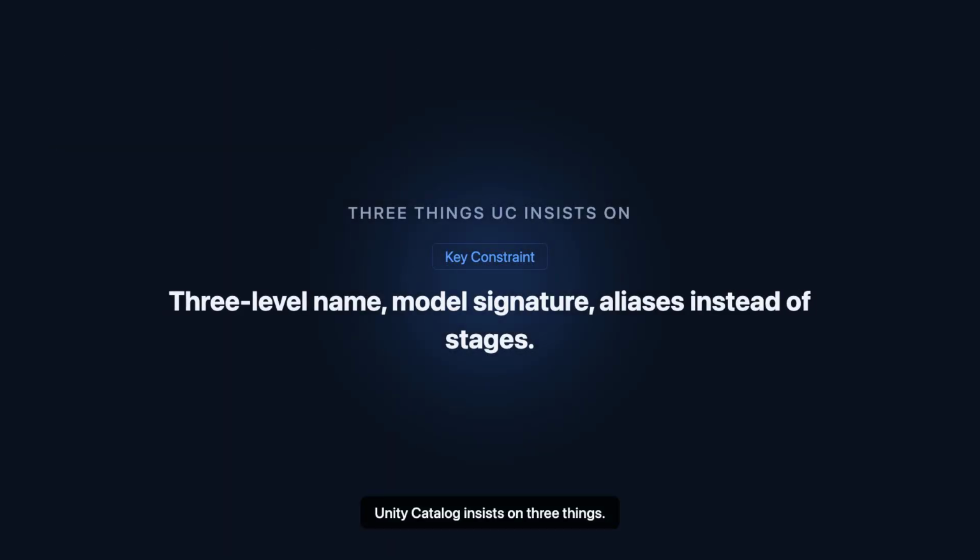Unity Catalog insists on 3 things: a 3-level name, catalog, schema, and model, a model signature on every version, and aliases instead of the old none, staging, production stages. Miss any one of those, and the snippet is wrong.